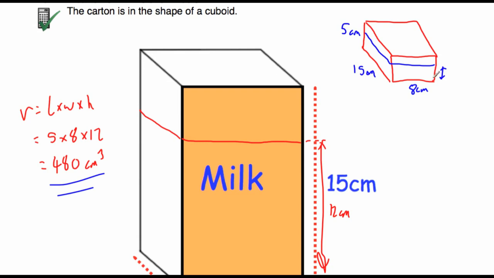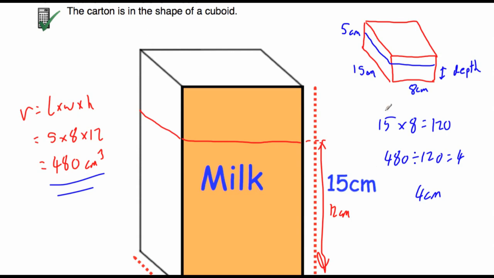So we're asked to work out the depth of the milk. Now we know that it's 15 times 8 times the depth. And if you do 15 times 8 times the depth, we will get 480. So let's do 15 times 8. 15 multiplied by 8 is equal to 120. And then if we multiply that by the depth, we will get 480. So if we do 480 divided by 120, that's equal to 4. So that means that the depth of the milk must be 4 centimetres.